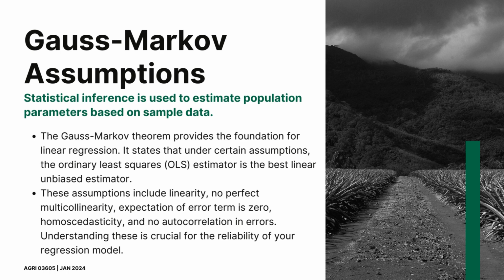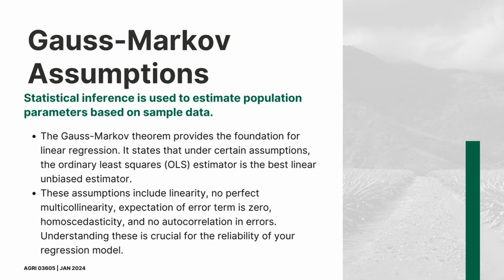It's important to note that while violations of some of these assumptions can be addressed, for example, through transformation of variables or robust standard errors, they form the bedrock of reliable and valid linear regression analysis. The Gauss-Markov theorem asserts that if these assumptions are met, the OLS estimator is the best in the sense of having the lowest sampling variance among all linear unbiased estimators.